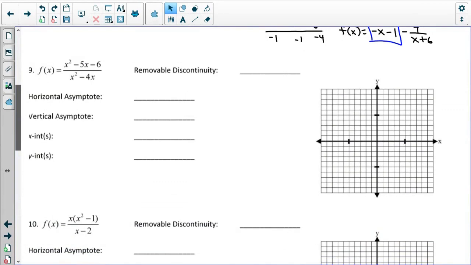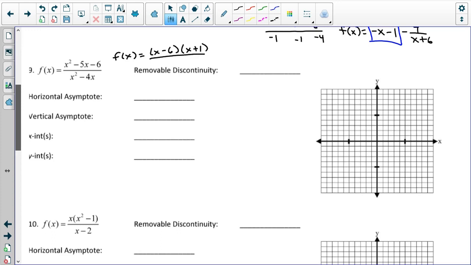Number 9, I'm going to factor this one. So the numerator is x minus 6 times x plus 1, and the denominator is x times x minus 4. So if I look at this, the denominator just has a GCF. Once again, there's no removable discontinuity in this problem.